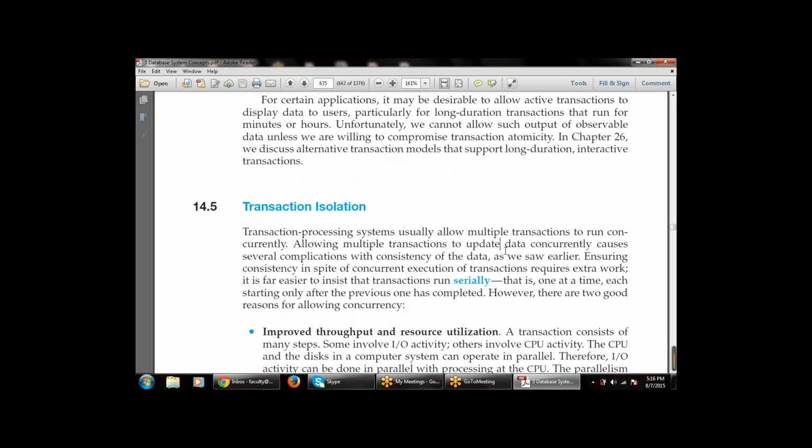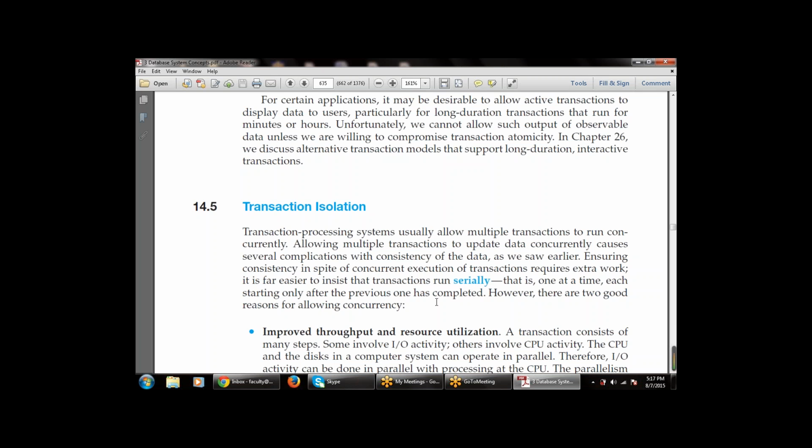Allowing multiple transactions to update data concurrently causes several complications. Whenever we execute transactions concurrently, that causes several complications with the consistency of the data, as we saw earlier. Ensuring consistency in spite of the concurrent execution of transactions requires extra work, and it is far easier to insist that the transactions run serially, that is, one at a time, each starting only after the previous one has been completed. That is, in a sequence. In a serial way, only one transaction at a time is executed.